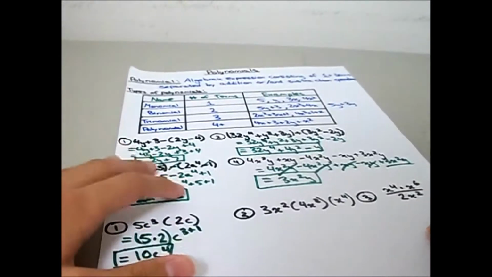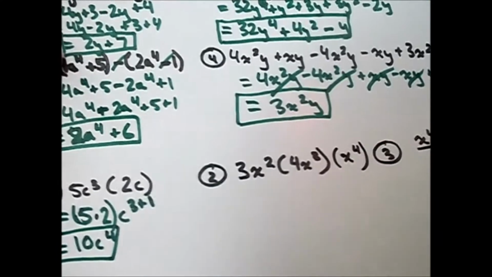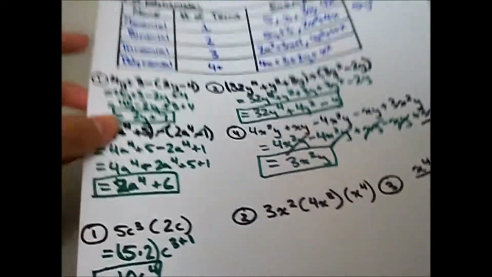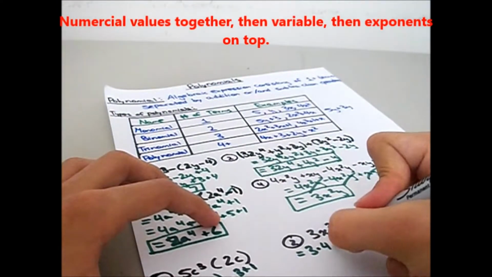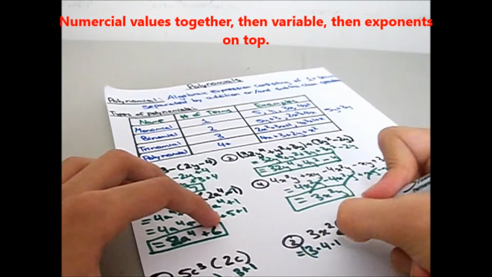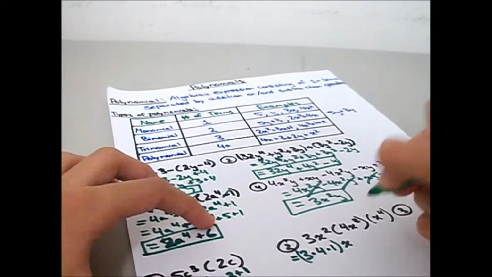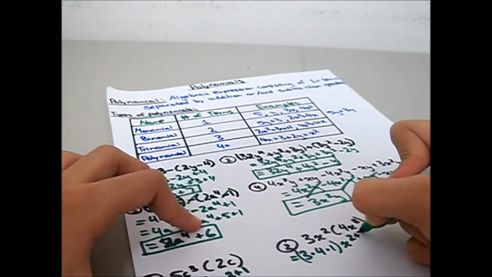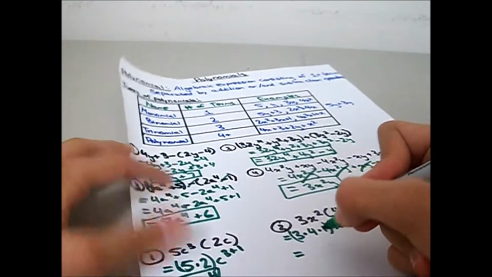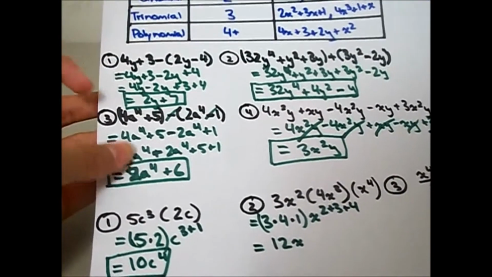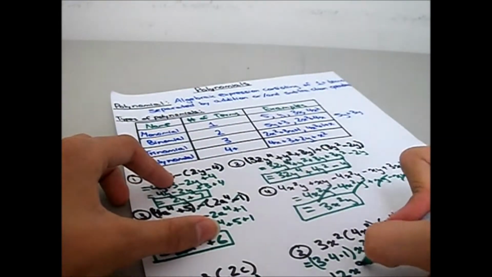There we go. Second question, a little more complicated. 3x squared times 4x cubed times x to the power of 4. Multiply the numbers together, 3 times 4 times 1. Put your variable x and simply add the exponents on top. So 3 times 4 times 1 will be 12. x to the power of 2 plus 3 plus 4, 9. So 12x to the power of 9 is our answer here.